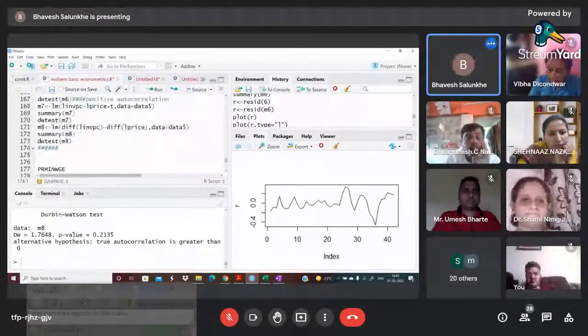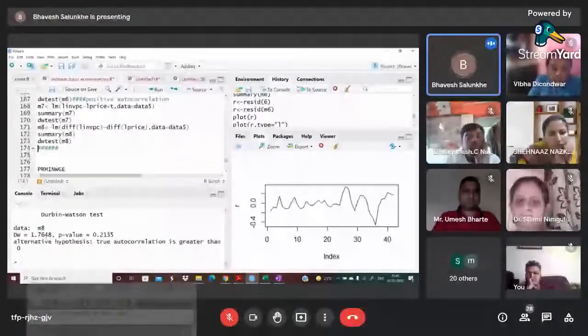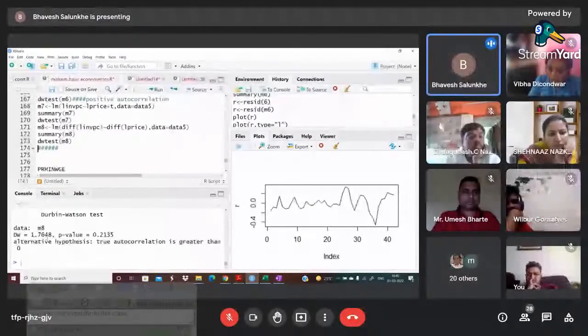So the DW statistic is very close to 2, which indicates no autocorrelation, and the p-value is 0.21, which indicates that we fail to reject the null hypothesis of no autocorrelation.